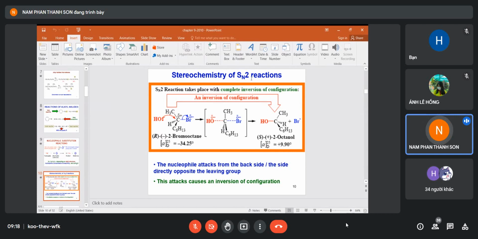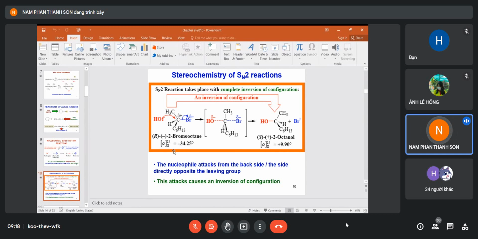SN2 is the abbreviation of the bimolecular nucleophilic substitution reaction. Bi means two. So bimolecular means in the rate determining step, there are two species, two molecules. So look at this example.